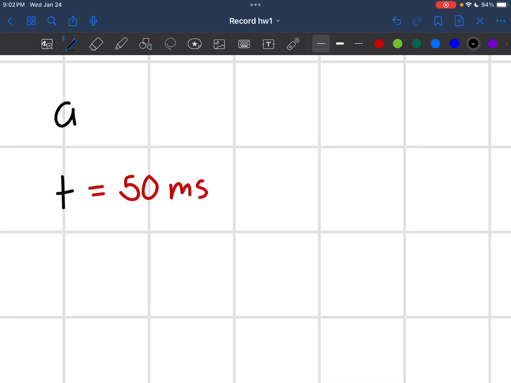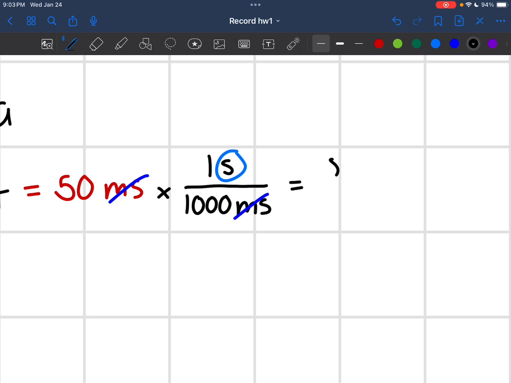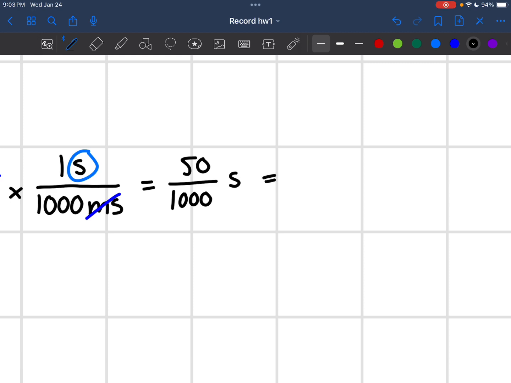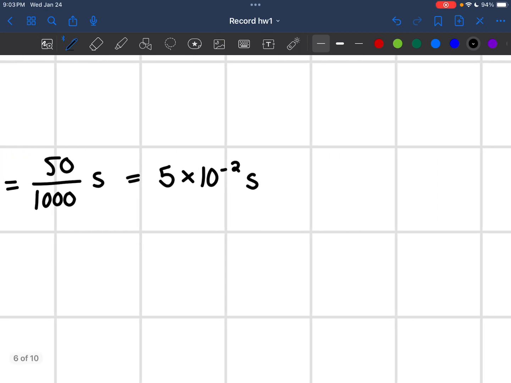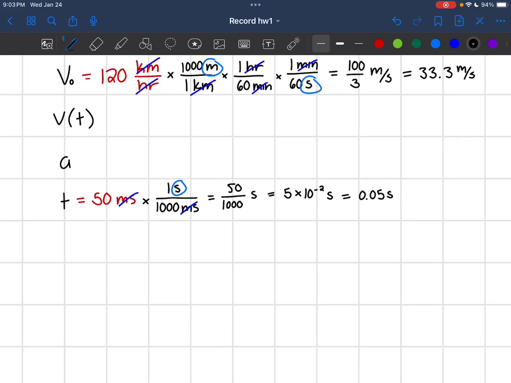Now let's deal with the milliseconds. Milliseconds is in my numerator, so I'm going to say that 1,000 milliseconds is in 1 second. Milliseconds goes away, and I'm left with seconds. So it's 50 over 1,000 seconds, or 5 times 10 to the negative 2 seconds. Or if you don't like scientific notation, that's 0.05 seconds. All different ways of representing the same thing.